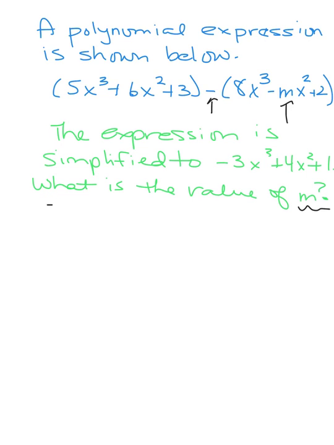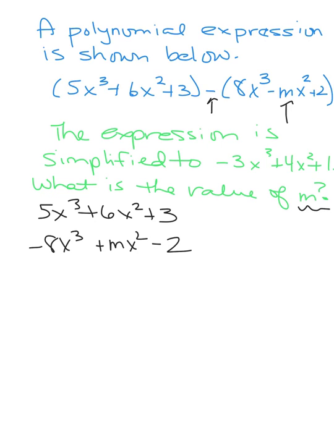So I'm going to rewrite the first, 5x to the third plus 6x to the second plus 3. Now I'm going to use a vertical method. I'm going to distribute that -1, and while I do that, I'm going to line up my terms. So that gives me -8x to the third plus mx to the second minus 2. Now the next thing, now that I've done that, I need to concentrate on that m. There's only an m in the x to the second column. So I don't really need to pay attention to the x to the third or my constants. I just need to look at that.